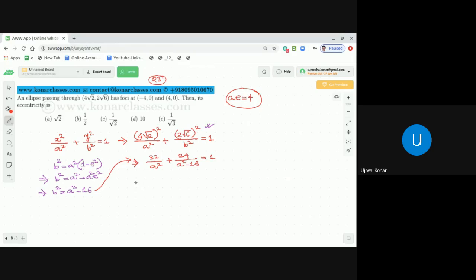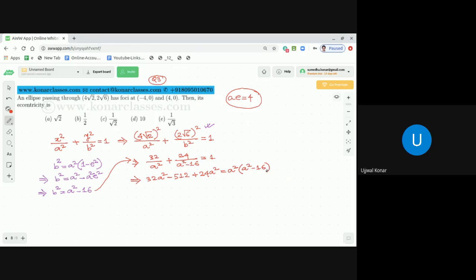And dear students, it is pretty simple to find the value of A here. How? If we just make a cross multiplication and then rearrange, we are going to get something like this. 32 A square minus 512 plus 24 A square is equal to A square into A square minus 16.